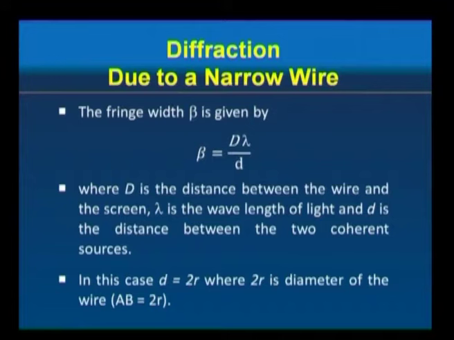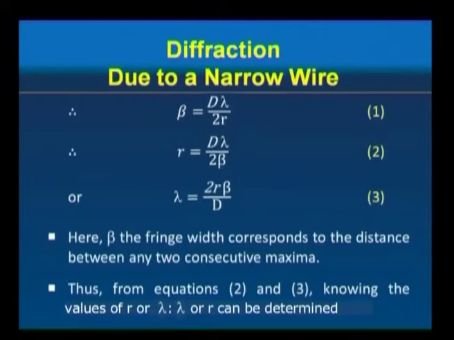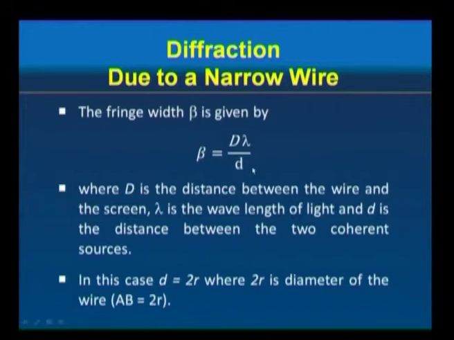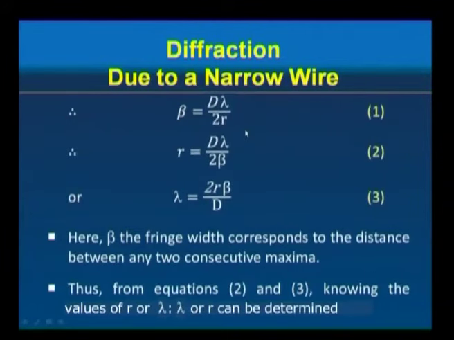So, in this case d will be equal to 2r, because if the radius of the wire is r, d will be equal to 2r, the diameter of the wire. Therefore, you can write beta will be D into lambda by small d, which is 2r. This is what I have written here. So, obviously, r will be D lambda by 2 beta, or lambda will be 2r into beta by D. These are simple things. So, here beta is the fringe width corresponding to the distance between any two consecutive maxima.